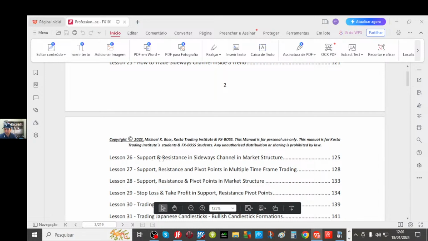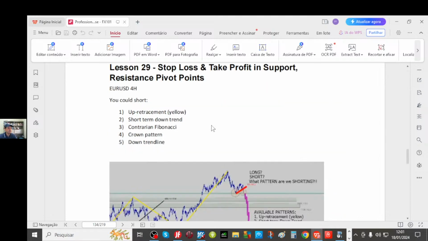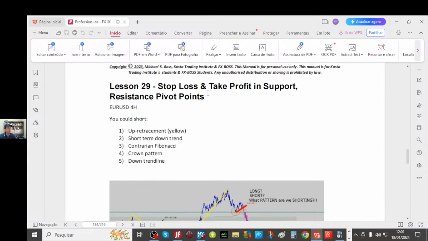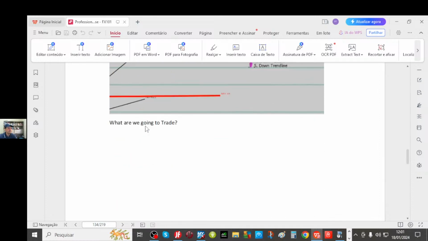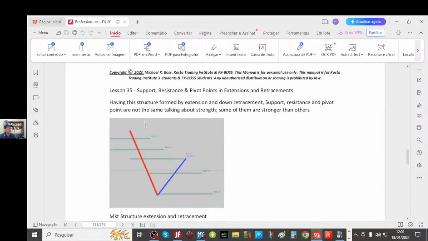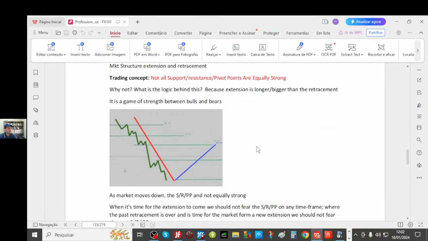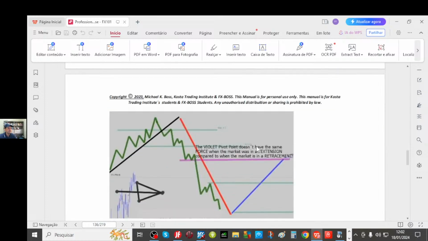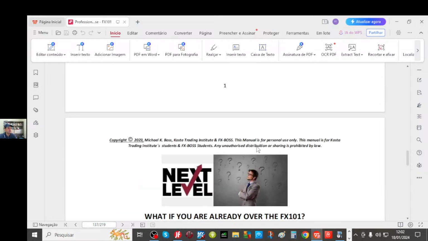And today we have stop loss and take profit in support, resistance, pivot point. Lesson 29. Stop loss and take profit, support, resistance. Euro dollar 4 hour chart. You could short up retracement, short down, contrarian down trend line. What are we going to trade? Not all support is equally strong. Let me see if there is anything special from the manual.